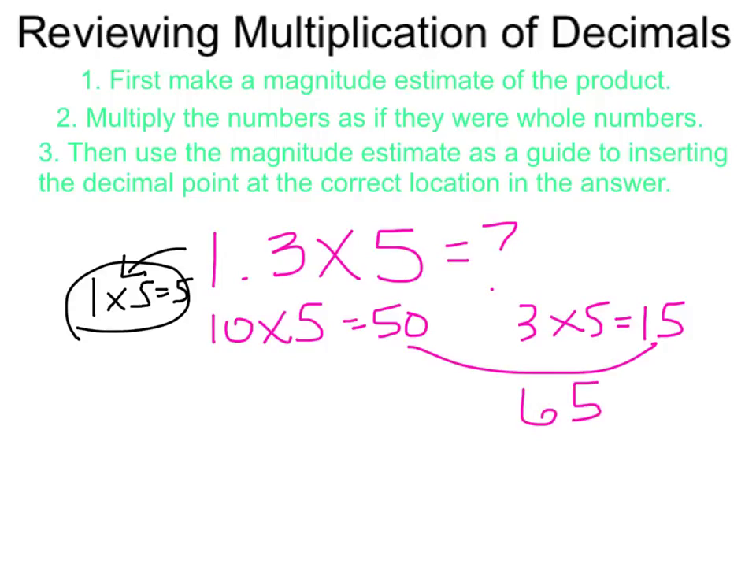Finally, I'm going to use my magnitude estimate as a guide to inserting the decimal point at the correct location in the answer. Since in my magnitude estimate I found out that 1 times 5 is 5, I know that my final answer has to be in the ones place, which means that my decimal point needs to go right between the 6 and the 5, making my final answer 6.5. 1.3 times 5 equals 6.5.